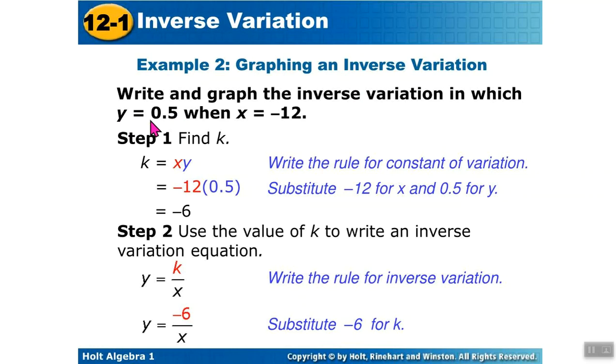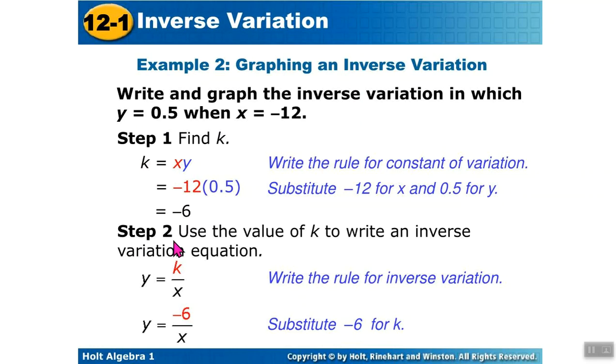This question: write and graph the inverse variation in which y is equal to 0.5 and x is equal to negative 12. As we did yesterday, step number 1, we have to find k, the constant. We said if it is an inverse variation, then the product of x and y is a constant. So k is equal to x times y. Negative 12 times 0.5 will give us negative 6. This is the value of the constant k.